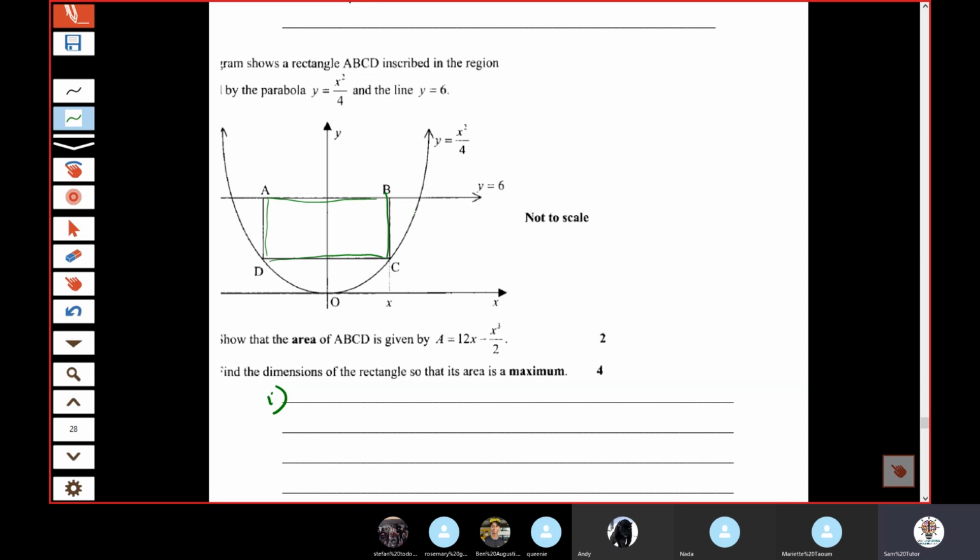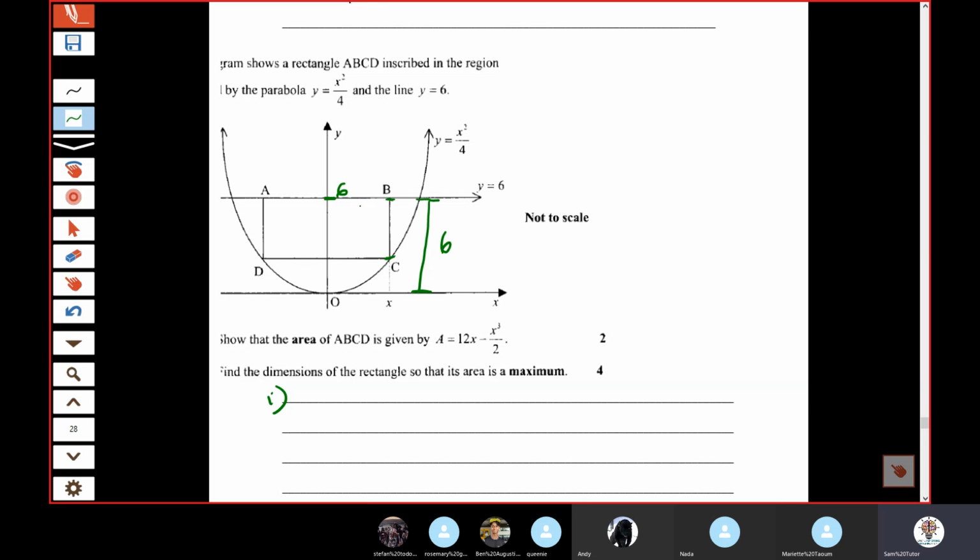It's a rectangle, so you just need a base and a height. So let's work out the height, because that might be easier. What do you know is this whole length? Six. That's 6. It says y equals 6. Done.